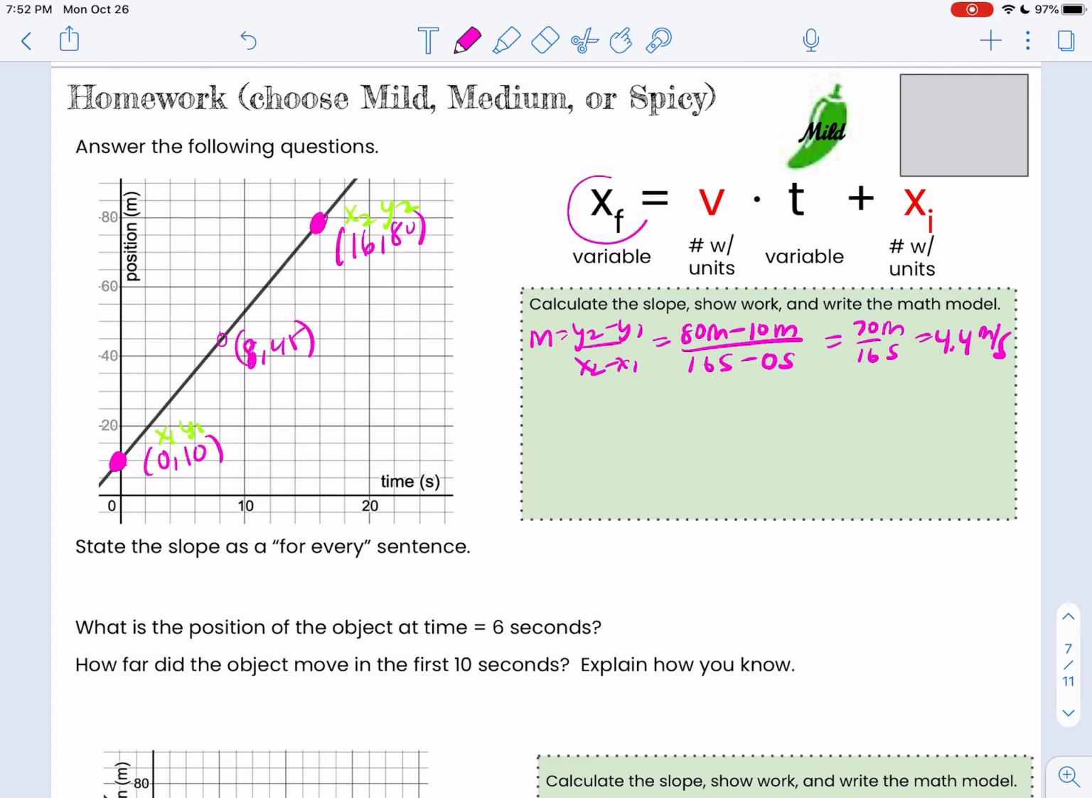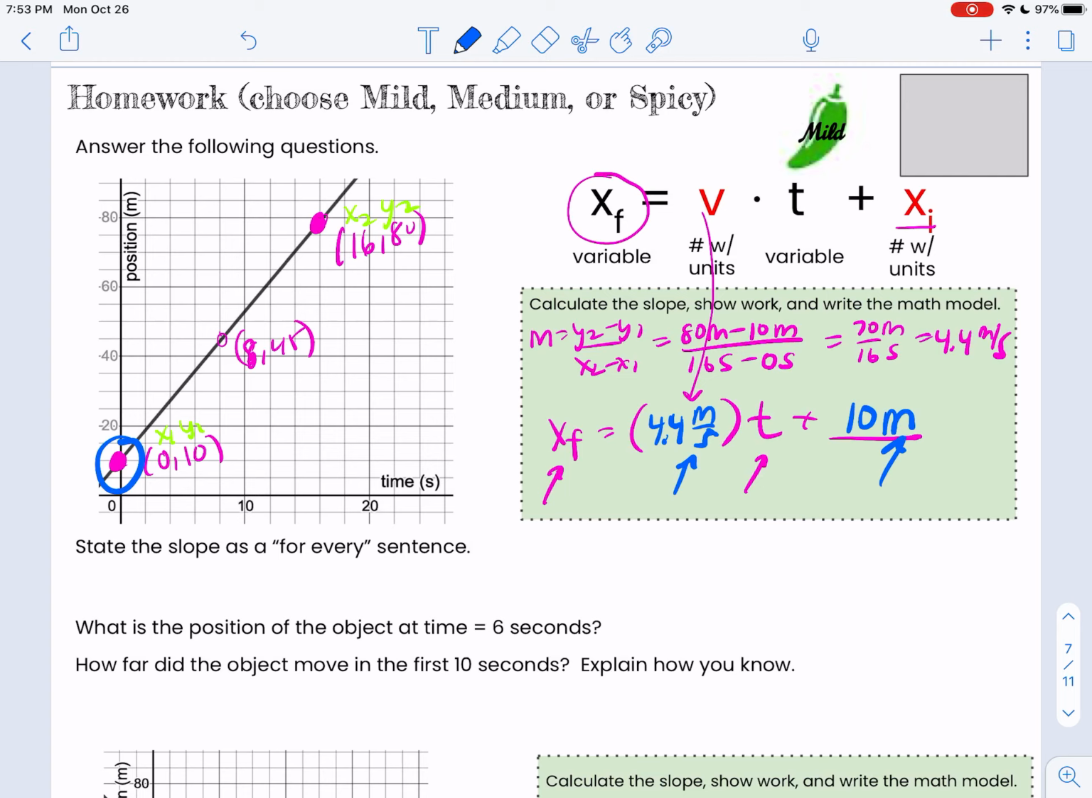So remember, when you're writing the math model, you're going to first write xf, and then your velocity is going to go here. Time is a variable, and then your y-intercept is going to go here. So these are the variables, and these always stay like this. And then you're going to plug in what you found out for the velocity, which was 4.4. And my y-intercept right here where it crosses is 10 meters. So check the units. This should be meters per second. This should be meters.